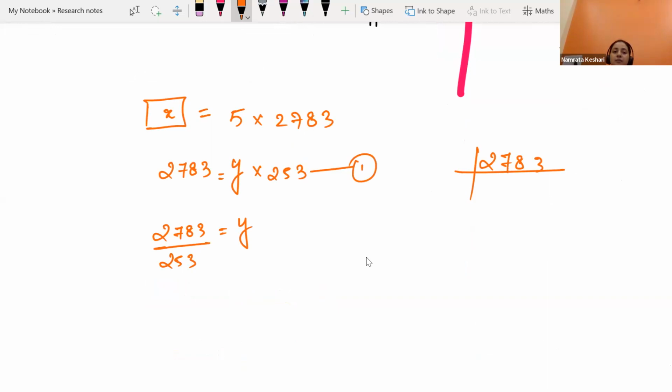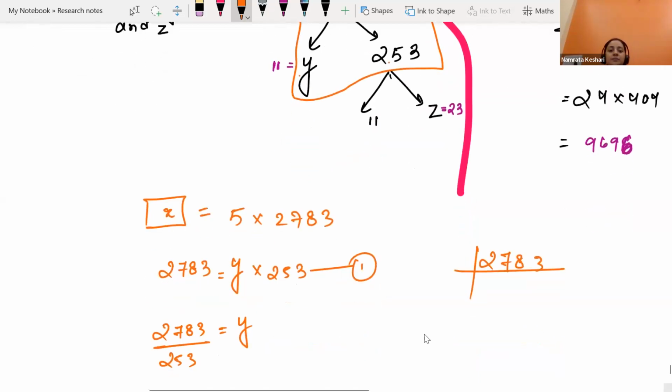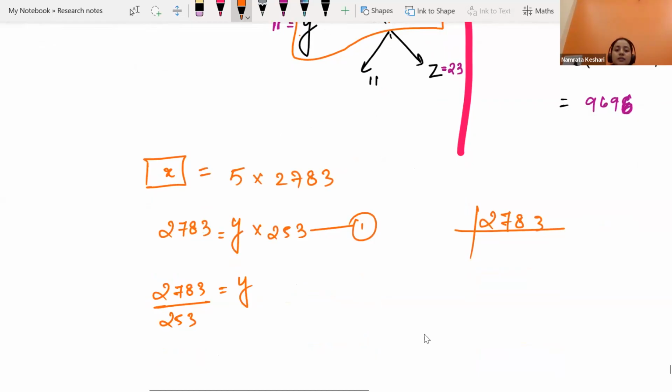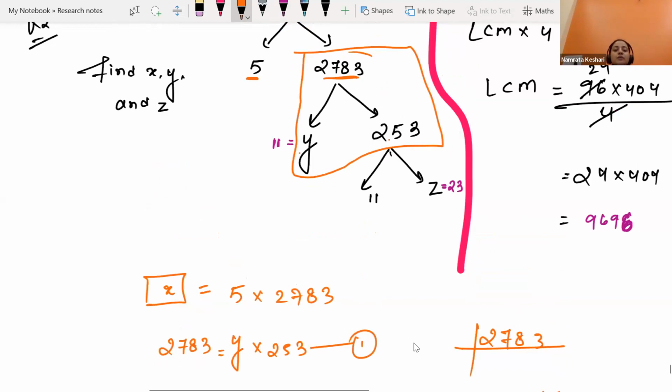Everyone getting it? Yes, ma'am. Okay. I have just copy pasted these steps. Okay, 2783 is y into 253. So we are getting, let's divide. 11 times. So y is nothing but 11. Yes, Aisha, perfect. Okay, next one.